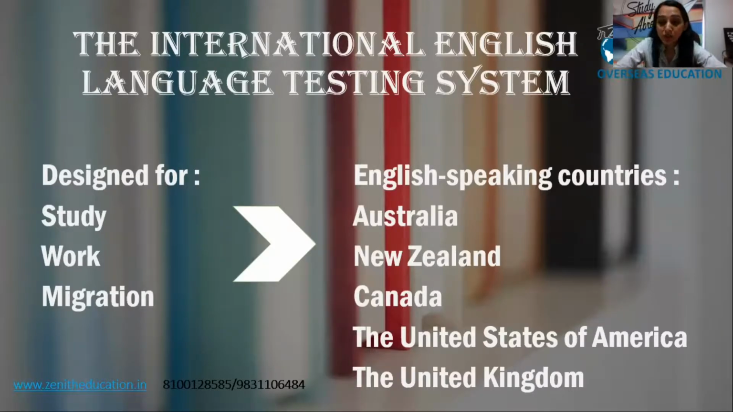In order for you to work, study, or migrate to an English-speaking country, like Australia, New Zealand, Canada, the United States, and the United Kingdom. IELTS is graded on a scale of 1 to 9, and your score is valid for up to 2 years. The mode of the exam is both paper-based and computer-delivered.